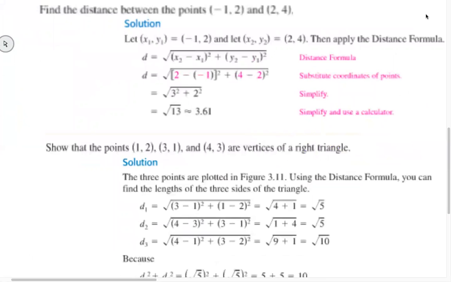Now it says, show that points 1, 2, 3, 1, 4, 3 are the vertices of a right triangle. Mr. Emmy. Yeah. This involves a lot. Right triangles, right? How do you know if something is a right triangle? 90 degrees, right? So you need to figure out one of those angle measures, right? You got 3, you need one of them to be 90. So, a couple different ways to do this.